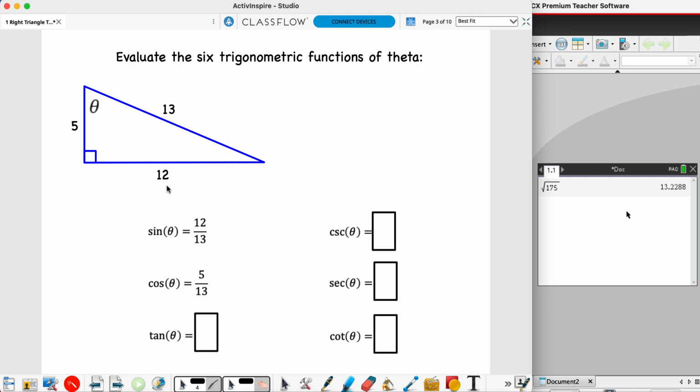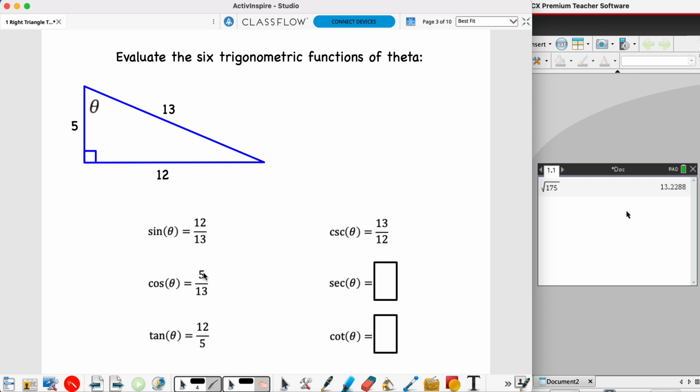Tangent of the angle is the opposite side over the adjacent side, so that would be 12 over 5. Your reciprocal functions: cosecant, CSC theta, is just the reciprocal of sine. That would be 13 over 12.